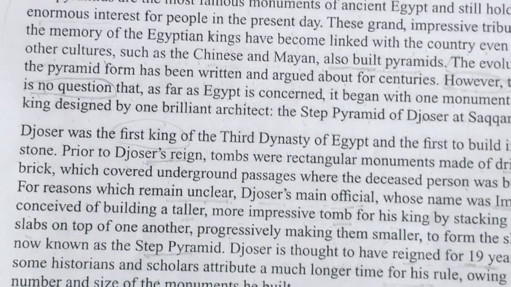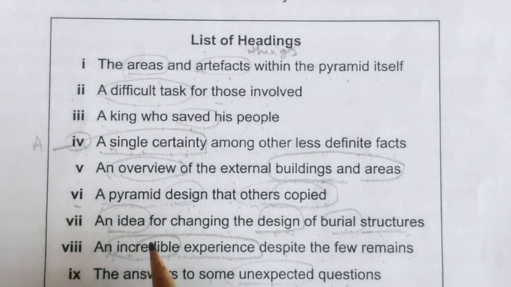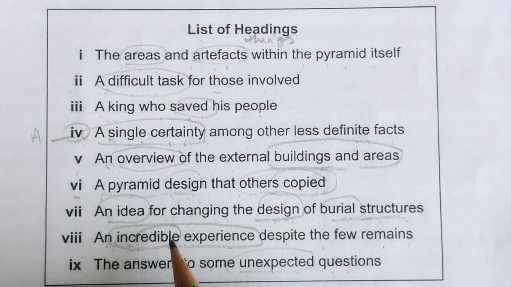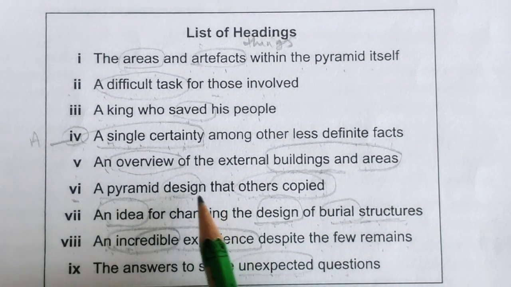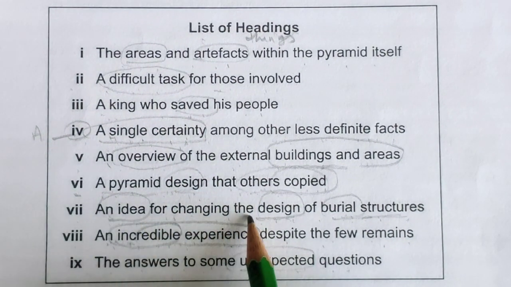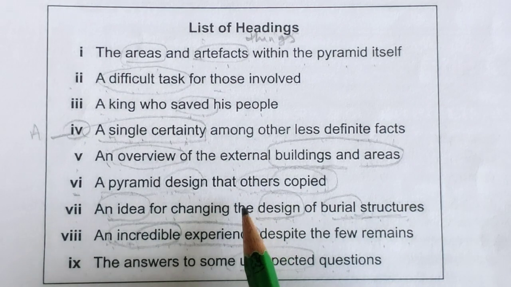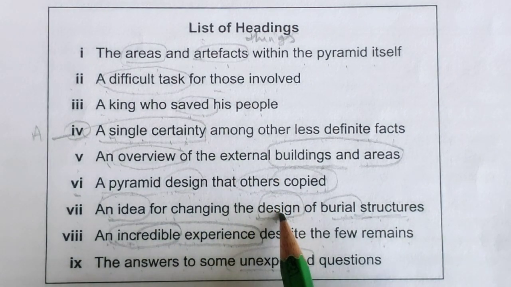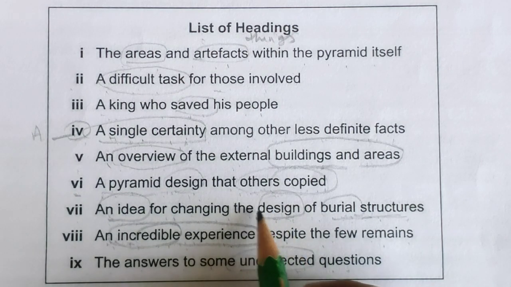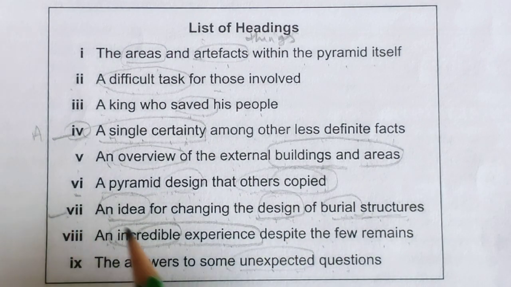Okay, so let's go to the list of headings. If you just bring out the meaning of that paragraph, they were saying that he had changed some style. Djoser had changed some style of burial structures. So here it was given, an idea for changing the design of burial structure. So he had changed earlier. What they were saying is that before Djoser, they were just doing it with clay, and he had done it with stones, step by step.